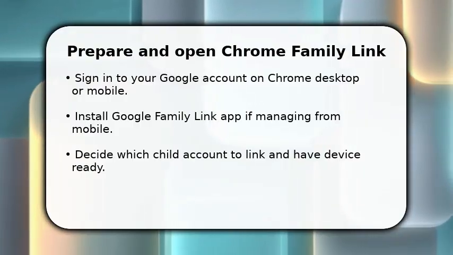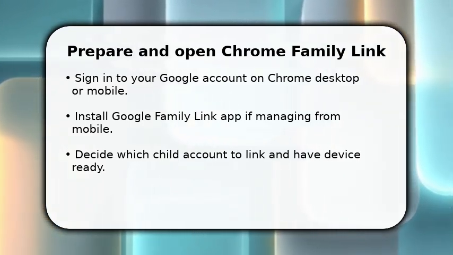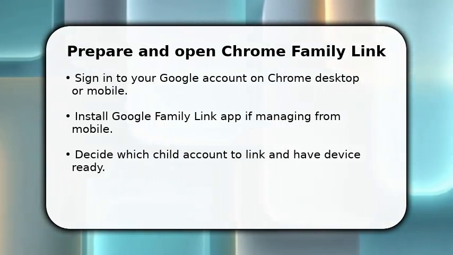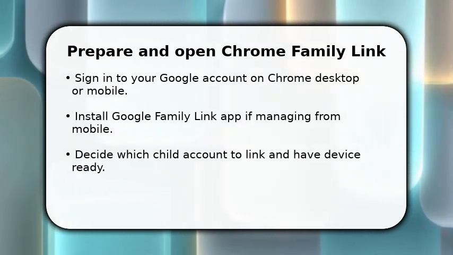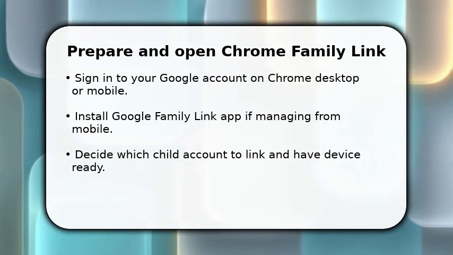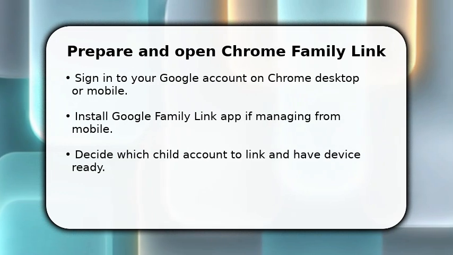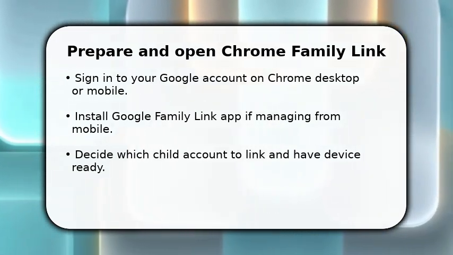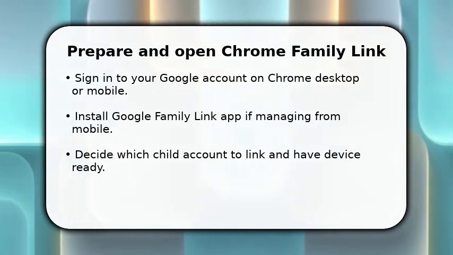You start by signing into your Google account and opening Chrome. This lets you access settings tied to Family Link. Once done, install Google Family Link on your phone if you prefer mobile management, because the app gives clearer parental controls. Make sure the child's device is nearby and that you know their Google account email. This is required to link accounts and enforce browsing restrictions. This step sets up control channels so Chrome can apply filters and supervision properly.